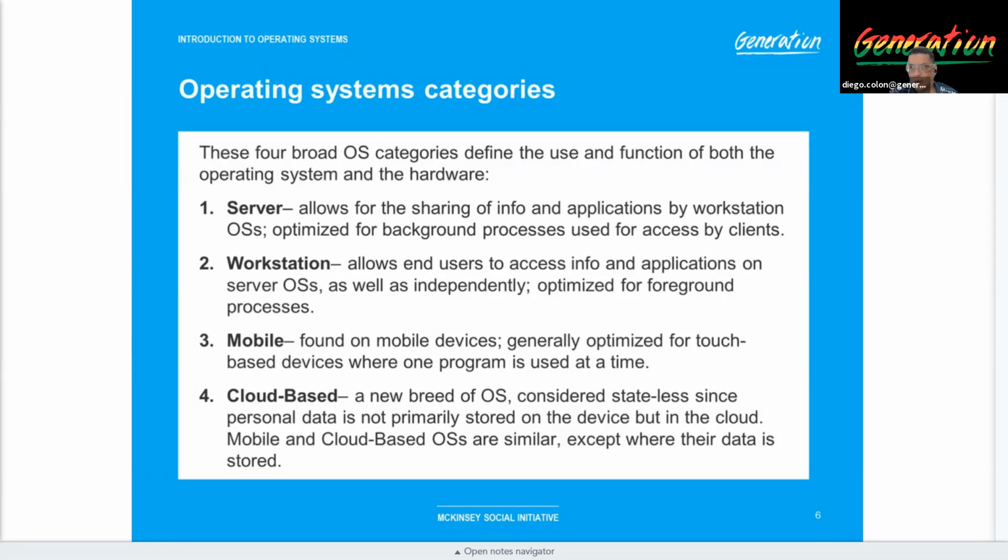The actual server ones are obviously for that. They're optimized and made to be able to provide services to the actual hosts on the actual network. Your workstation is predominantly made for the actual users to be able to use. And obviously, then you have the other ladder, which is the mobile and the cloud base.